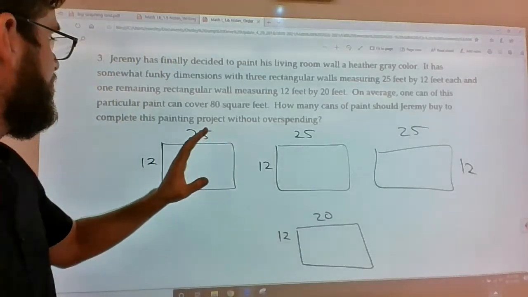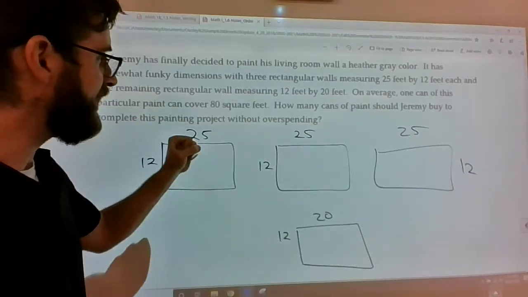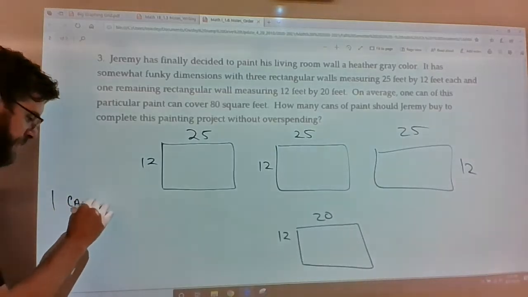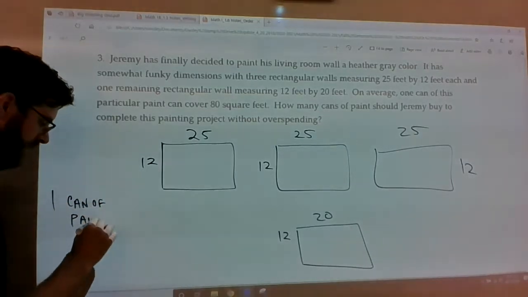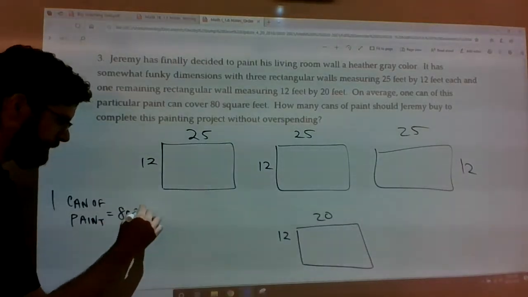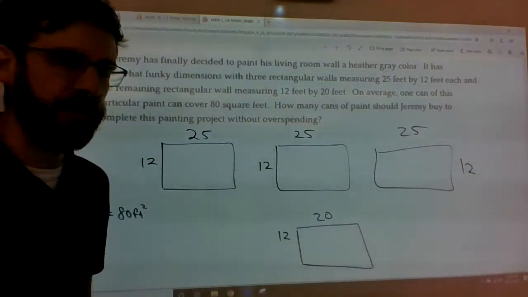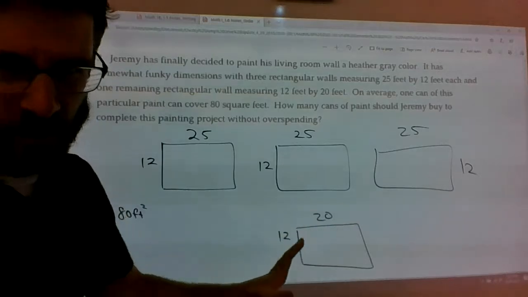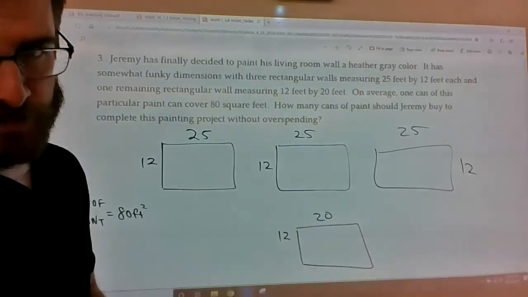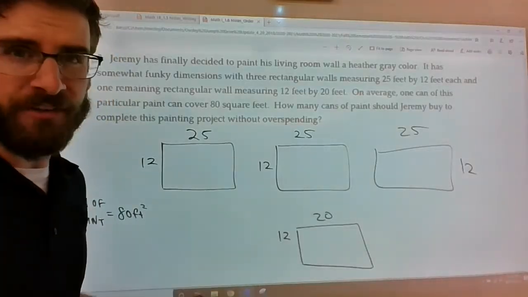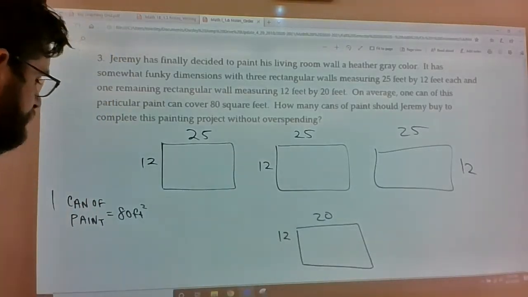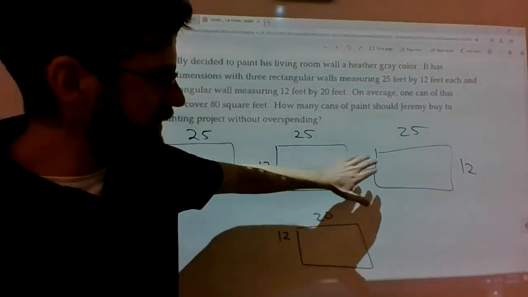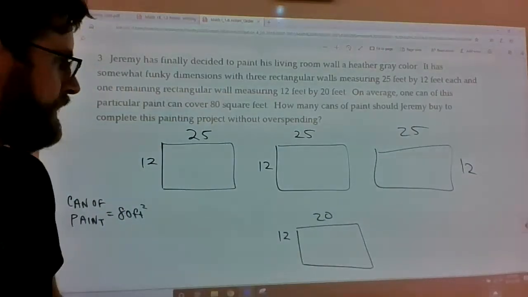On average, 1 can of this particular paint can cover 80 square feet. So 1 can of paint equals 80 square feet. All right, so how many cans of paint does he need to buy to complete this painting project without overspending like crazy? You don't want to buy less paint than what you need, but you certainly don't want to buy like 3, 4, 5 cans more than you need. So here's what we do. We need to find the square area of all of these combined.